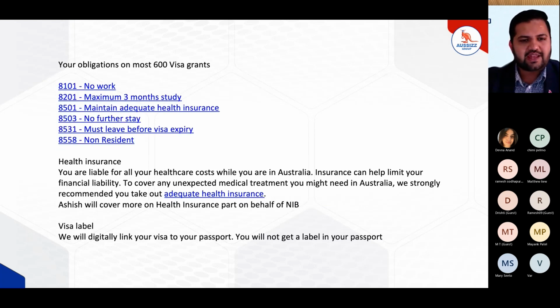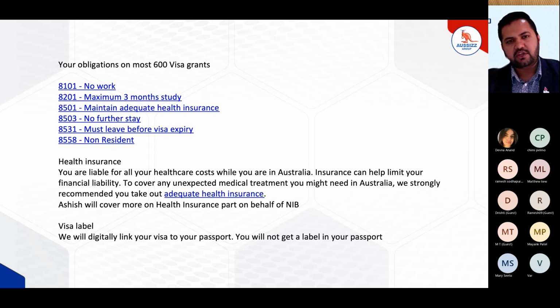Key obligations for any 600 visas, including the other streams as well: no work, maximum 3 months study. If you want to study, you have to apply for a new visa, which is 500. So you can study up to 3 months, short courses, but then if you want to study 12 months, 2 years, 3 years courses, then you need to go on to the student visa, which is 500. You also need to make sure that you have adequate health insurance. So we'll cover the health insurance part later on as well, but you should have overseas visitor health cover, OVHC, by approved providers.